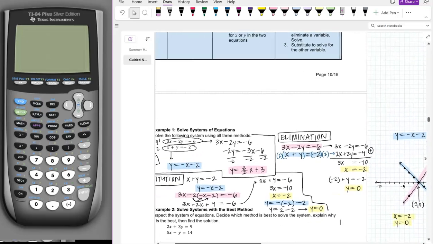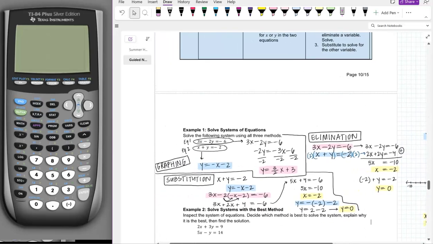Taking a look at all three of these methods next to each other, I would say probably elimination was the least amount of work, but you could argue substitution on this one as well, since the second equation had coefficients of 1 on both x and y. It wasn't difficult to get the y by itself and plug it into the other equation. Substitution or elimination would have been the best methods for this problem.